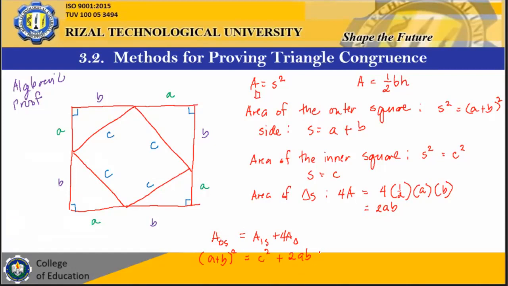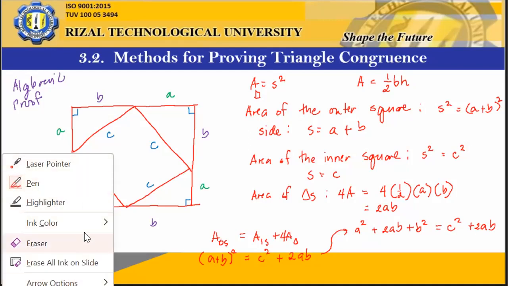Can you follow? Yes po. So, expanding the (A plus B) quantity squared, that is, square the first term plus multiply the first term by the second term times 2, which is 2AB. And then square the last term, B squared. Can you follow? Which is equal to C squared plus 2AB. Tama po ba?